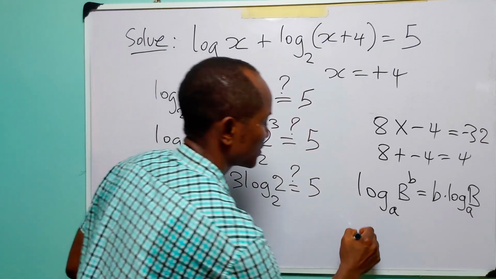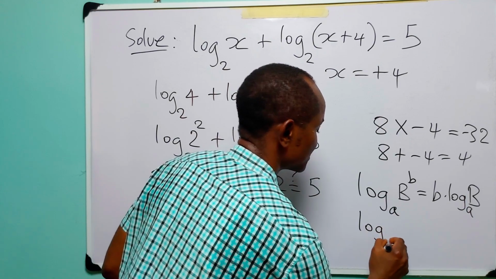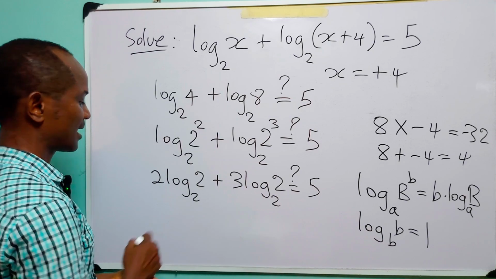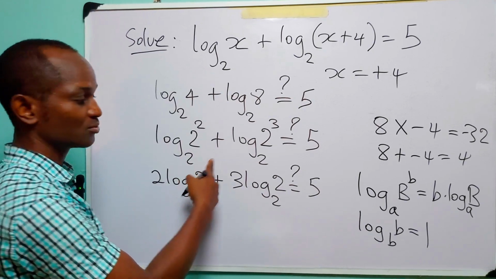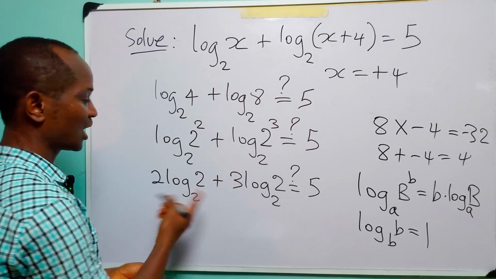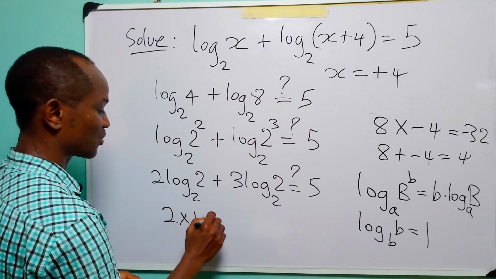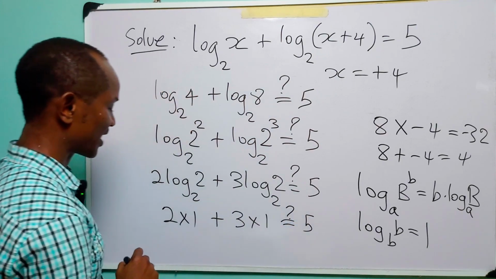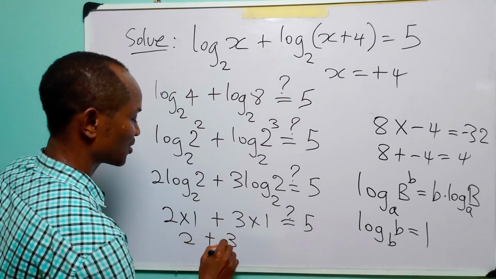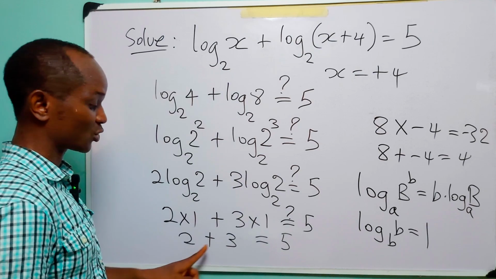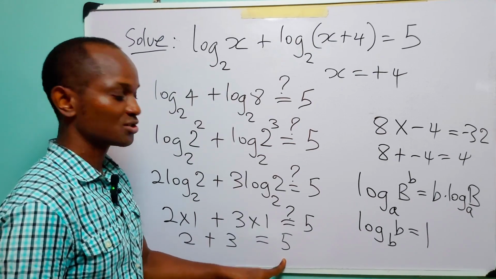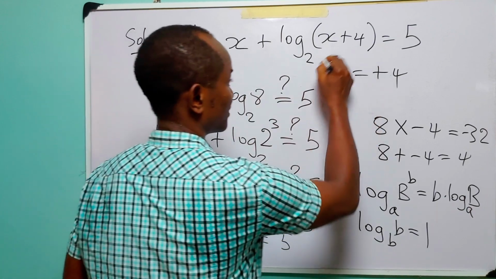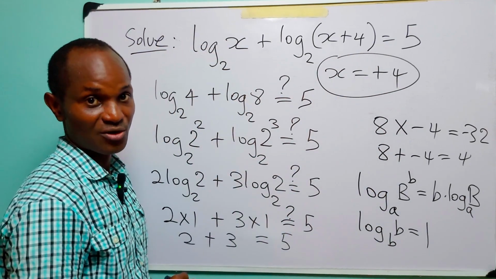Next, let us recall that when we have log base b of b, this is equal to 1. And here we have log to base 2 of 2, and we have log to base 2 of 2. So this is simply 2 times 1 plus 3 times 1 is equal to 5. This is 2 plus 3 is equal to 5. And of course, 2 plus 3 is equal to 5. So we have that the left-hand side is equal to the right-hand side. And thus, this answer is correct.